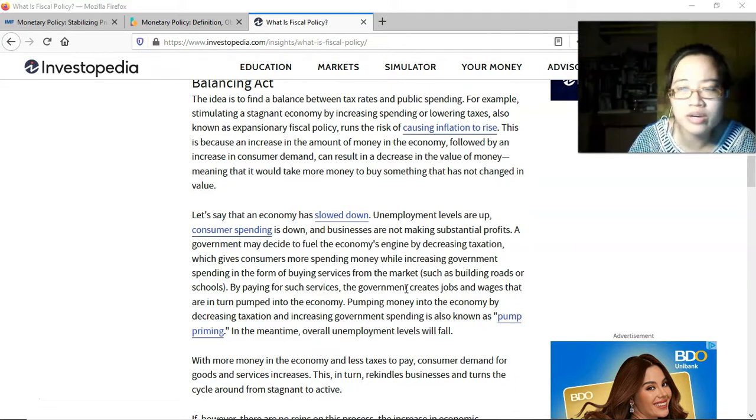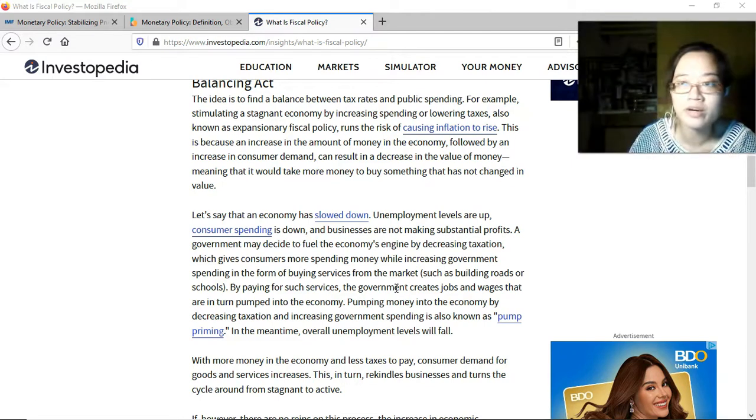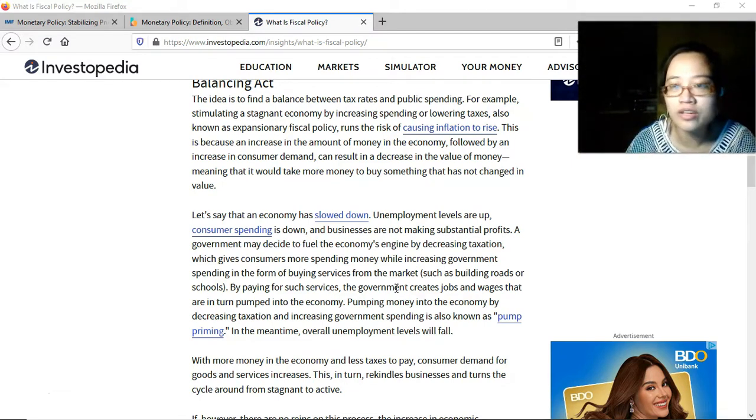So if tax rates are lower, then the people and the businesses would have more money to spend on whatever they want to spend on, right? And then, where are we? More spending money while increasing government spending in the form of buying services, such as building roads or schools. So we have the Build program.